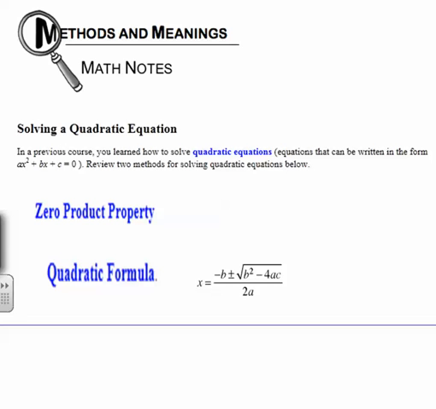Okay, solving a quadratic equation is a big thing that we need to review. Everybody needs to remember the various methods to do that. The two key methods are listed here. The first one being using the zero product property. We're going to go over that in a moment. And the second one being the quadratic formula. And you need to have that memorized.